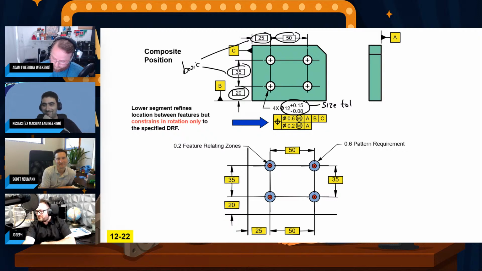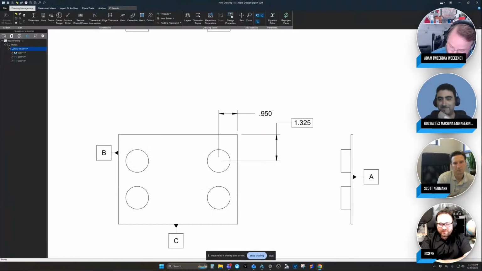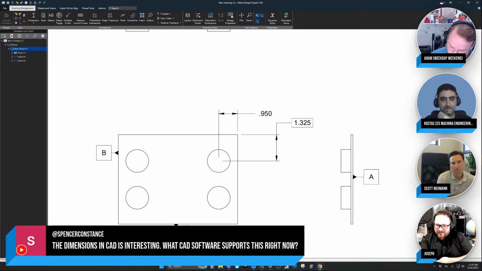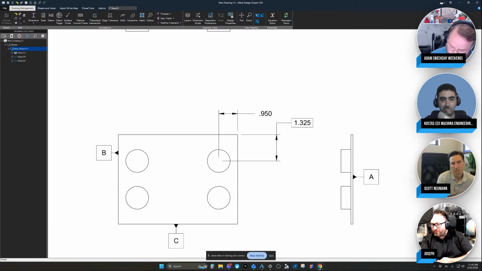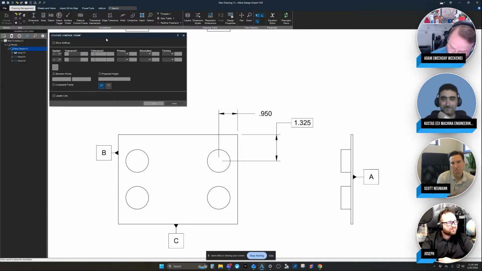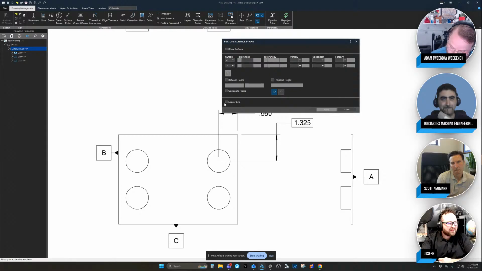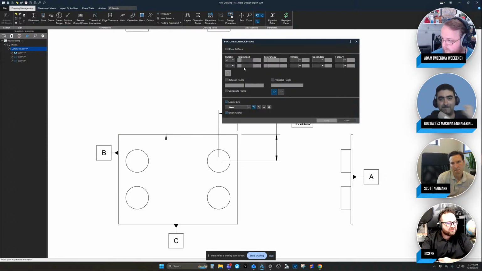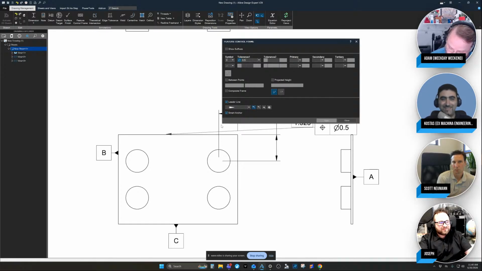Yeah, I like it. I've got two LibreCAD questions. I'll just knock those out real quick. I love this one. The dimensions in CAD is interesting. What CAD software supports this right now? Well, I can tell you LibreCAD does. We have feature control frames that we can insert here and add leader lines and things, and start building. Position is always my favorite, I think. So we can start building out these feature control frames just like we've seen in some of these demonstrations here.